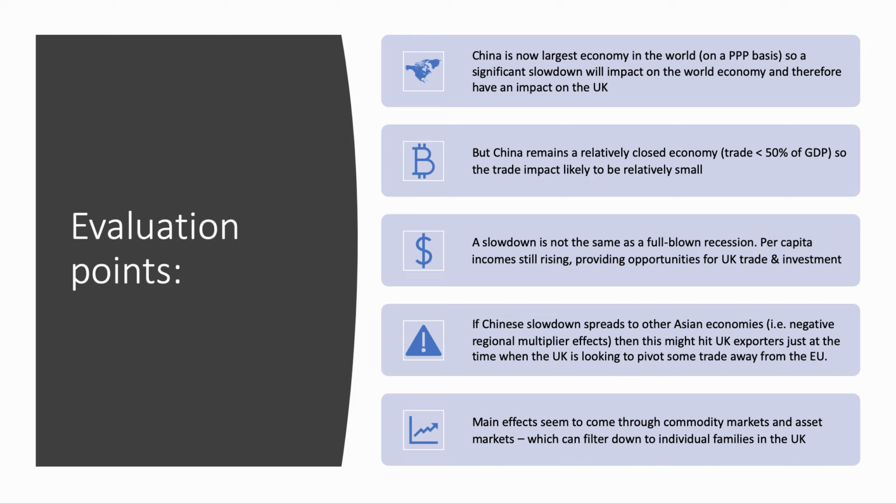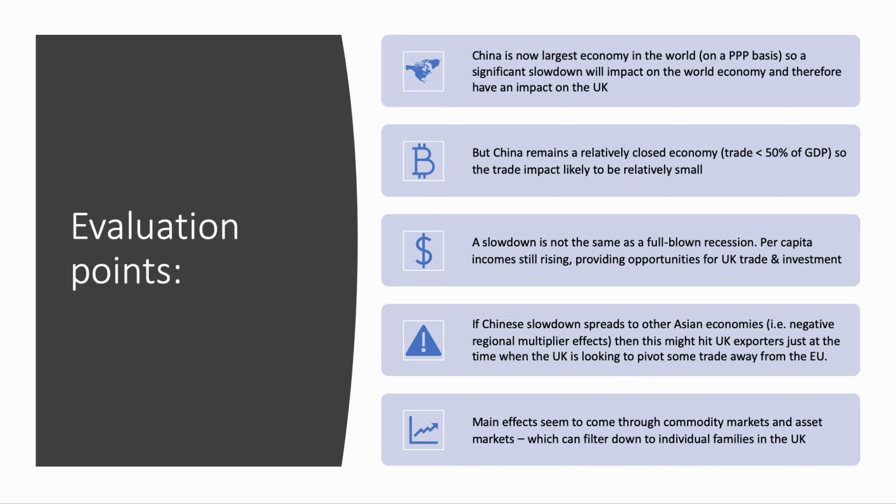Another key evaluation point is that a slowdown is not the same as a full recession. So we're not talking here about Chinese GDP falling, the Chinese economy shrinking. Providing growth stays at, let's say, 4, 5, 6%, then per capita incomes in China will still be going up, and that still provides plenty of opportunity for UK trade and investment.